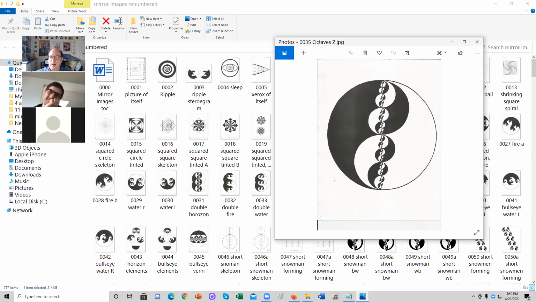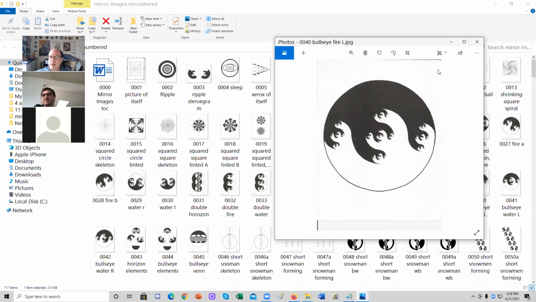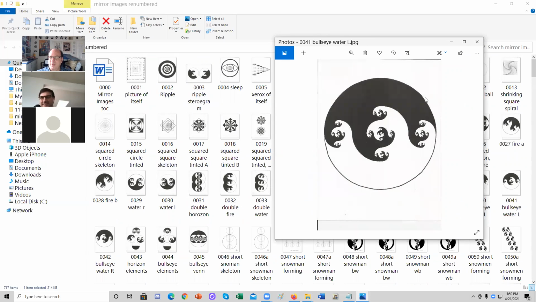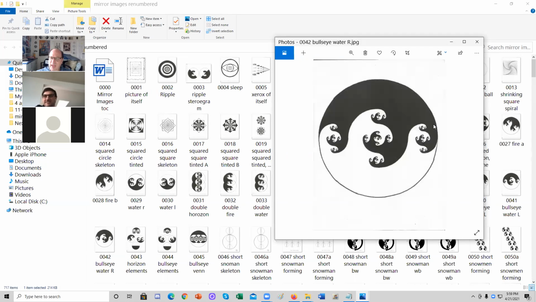So from a point here, it's 0.111011. So the right is the decimal point. But ooh, yeah, bullseye fire, bullseye water. The bullseye water almost looks like one of those Japanese paintings.